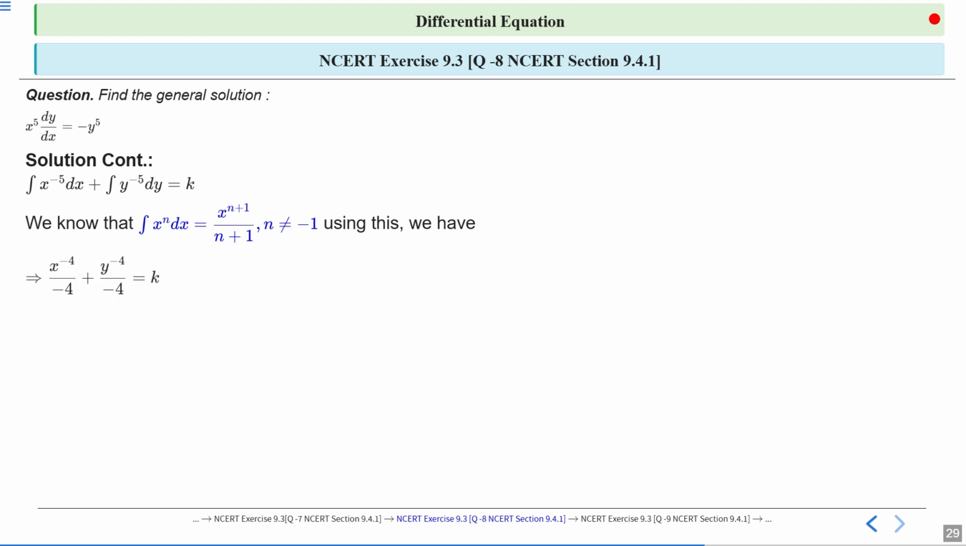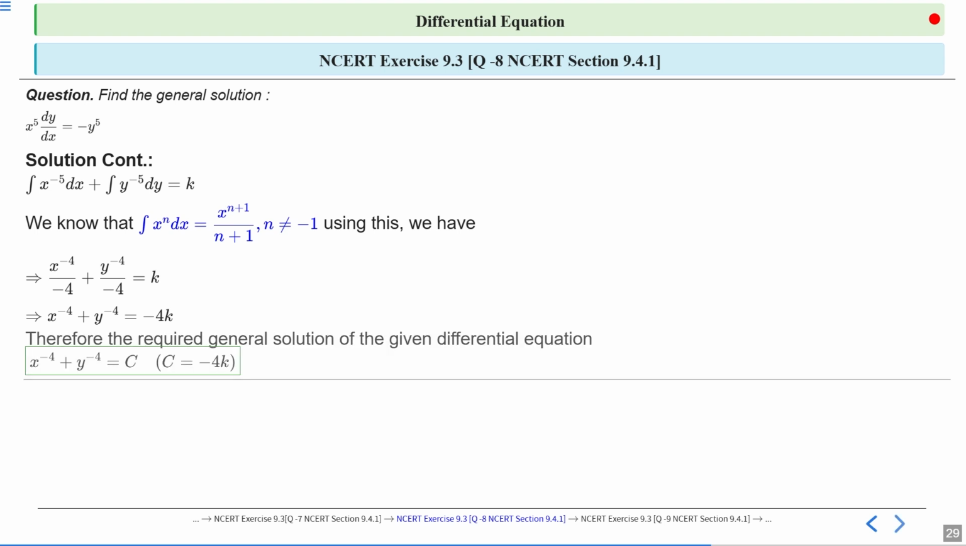So we get minus 5 plus 1, that is minus 4, by minus 5 plus 1, that is minus 4. And similarly for the integral of y to the power minus 5, we get x to the power minus 4 by minus 4 plus y to the power minus 4 by minus 4 is equal to k. So just multiply both sides by minus 4, and we get x to the power minus 4 plus y to the power minus 4 is equal to minus 4k. Therefore, the required general solution of the given differential equation is x to the power minus 4 plus y to the power minus 4 is equal to c, where c is the new arbitrary constant whose value is minus 4k.